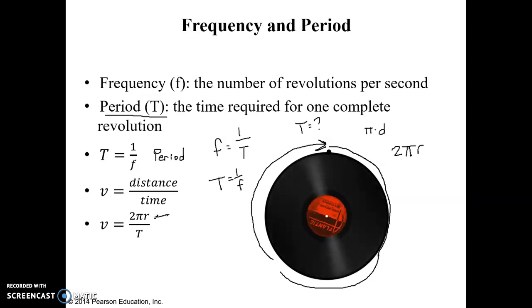So if we take 2 pi r, the distance, or the circumference, divided by the amount of time taken to make the complete loop, the period, we can describe the velocity of a point on the edge of the circle traveling in a circular path. So velocity is 2 pi r over T. That's a formula we're going to want to take note of.